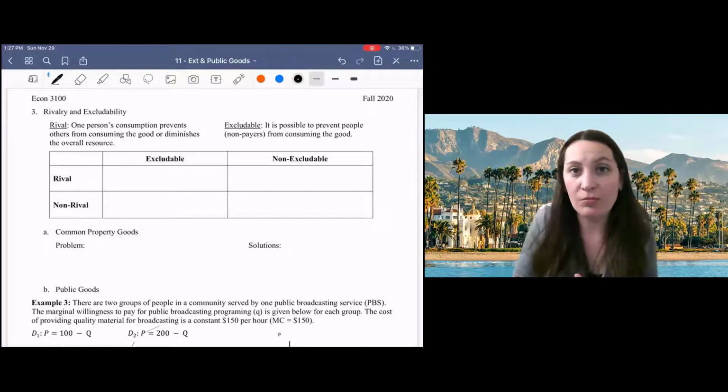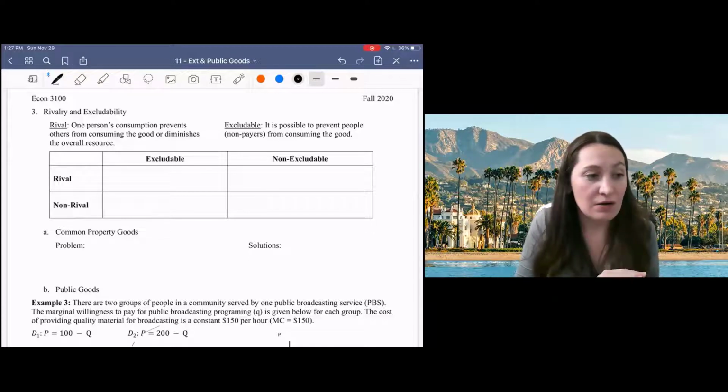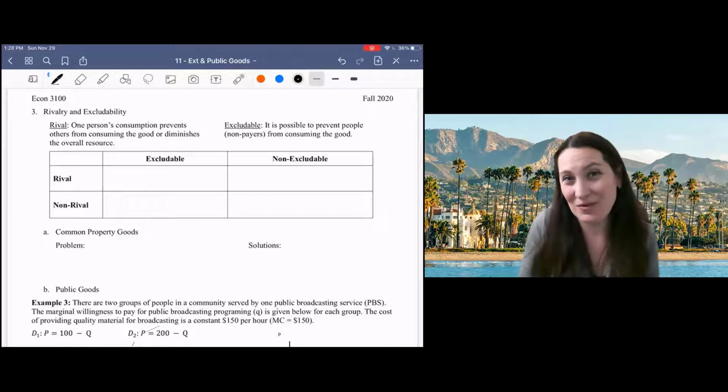We've explored the problem of externalities and some potential government interventions that can correct them. Now we'll shift to talk about what happens when we have a non-excludable good and how that results in market failure, as well as some solutions. So first, we have to define what we mean by non-excludable.